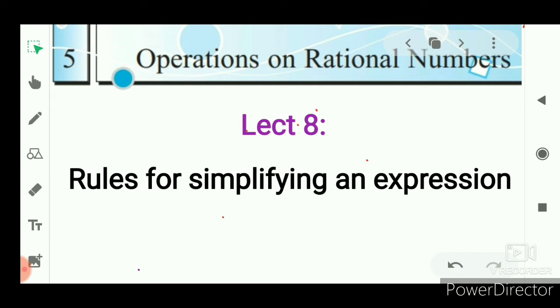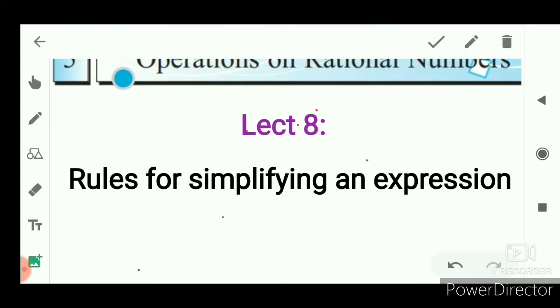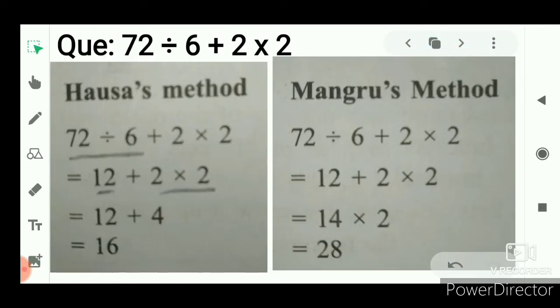The topic of this lecture is how to simplify an expression. What are the rules for simplifying a given expression? Let's see, one expression is given to you: 72 divided by 6 plus 2 into 2. How will you solve this expression?